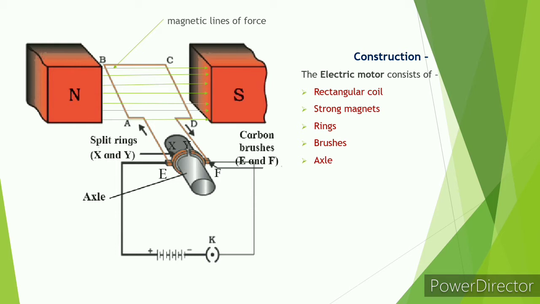The two ends of the coil are connected to two halves, that is X and Y, of the split ring. The two halves of the ring have resistive coating on their inner surfaces and are tightly fitted on the axle. The two halves of the split ring, X and Y, have their outer conducting surfaces in contact with two stationary carbon brushes E and F.